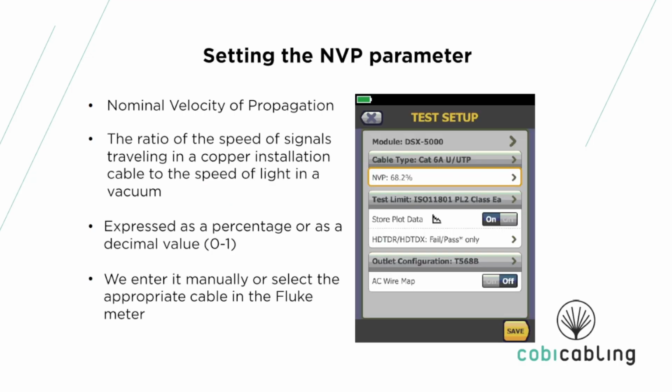Setting the NVP parameter. NVP expresses how fast a signal travels in a conductor compared to the speed of light in a vacuum. This is an important parameter for measuring cable length. If the NVP parameter is set incorrectly, the length measurement will also be incorrect. Information about the NVP value can be found in the cable datasheet or by checking it with a meter.